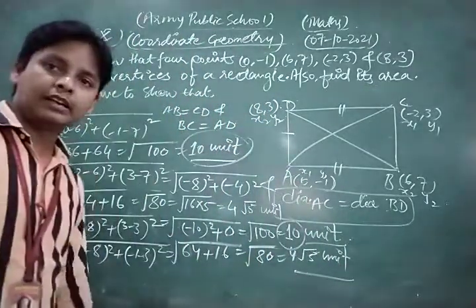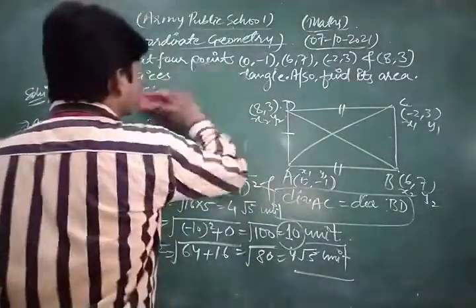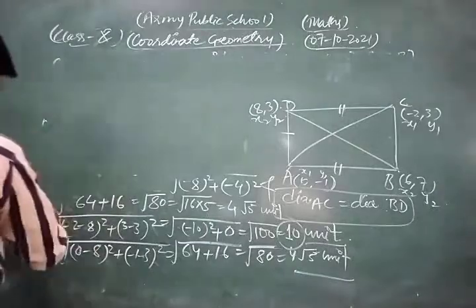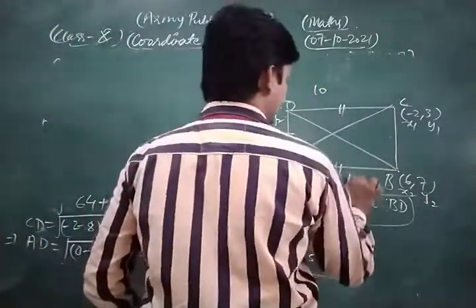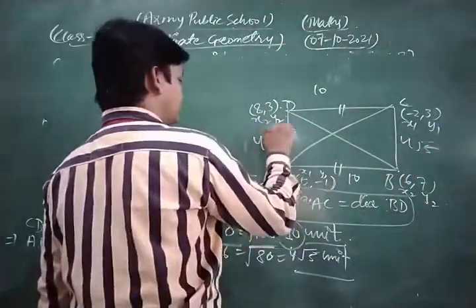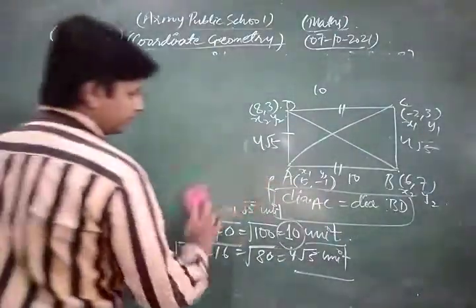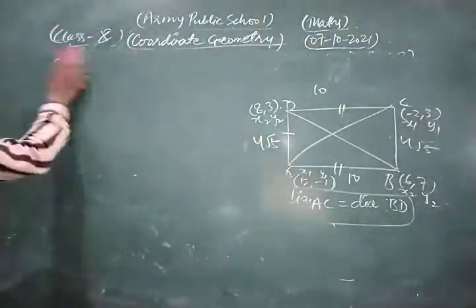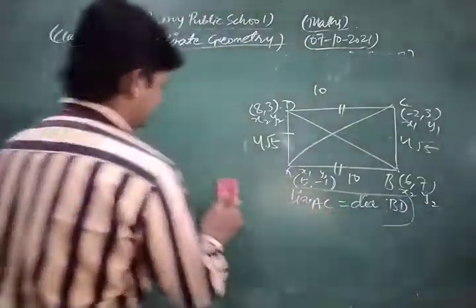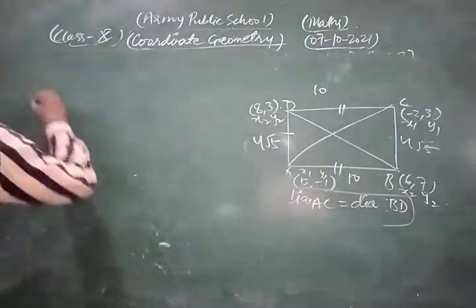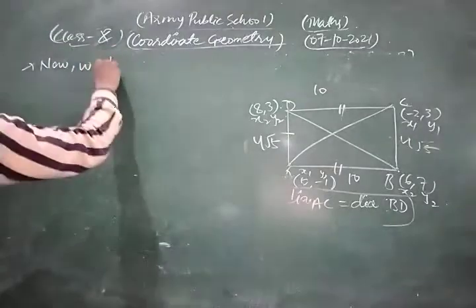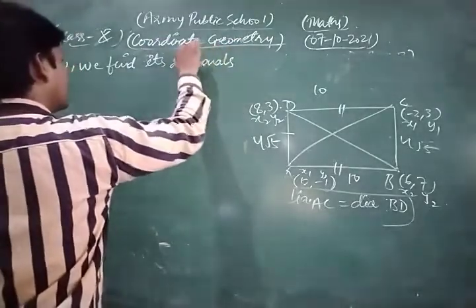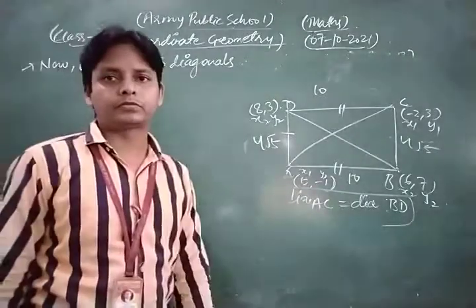Now look, now we find its diagonals. So this is 10 unit, this is 10 unit, this is 4 under root 5 unit, and this is also 4 under root 5 unit. Okay. Now we find its diagonals.